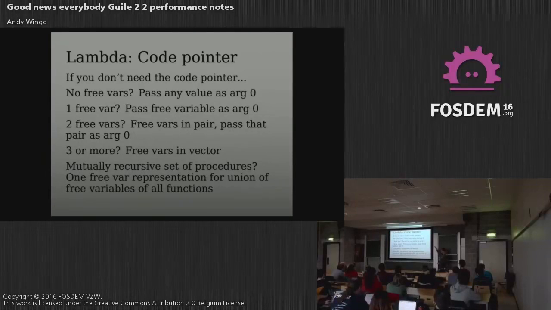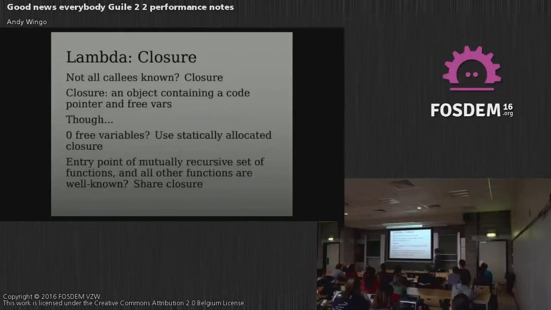Okay, it's a little bit complicated, but the essence is closures can be cheaper than big objects with a code pointer and all of the free variables. With 2 variables, we use a pair because it happens to be smaller. With 3 or more, we stuff the free variables in a vector. Basically, we are representing the free variables of the function as an object which is not a closure, and then passing them in as a specialized argument 0. And this can happen for a mutually recursive set of procedures as well. You take the union of all of the free variables of all of the functions, and you represent them in a specific way, and that way it's improved a bit.